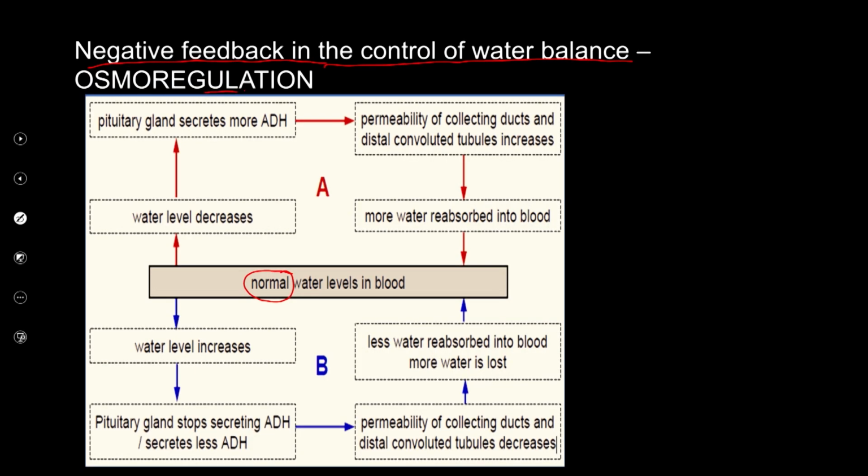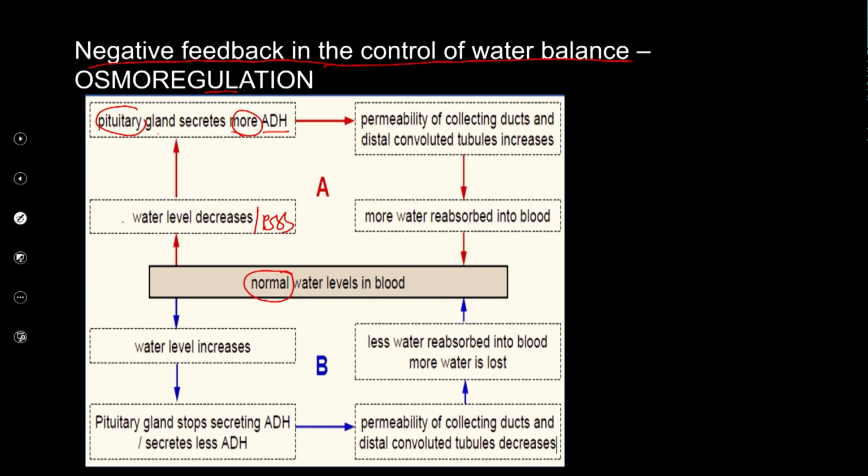So, let's look at this one. The water level now decreases. A detection has taken place. There's a low water level. The pituitary gland here will secrete more because we've got less water in our system. Then the pituitary gland will act. How? It will produce more ADH.